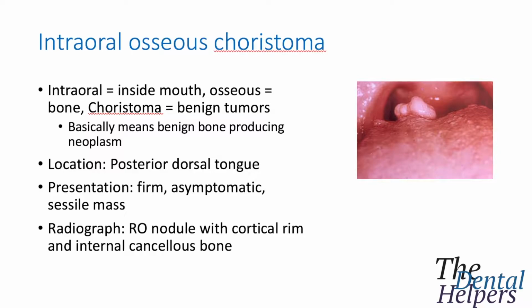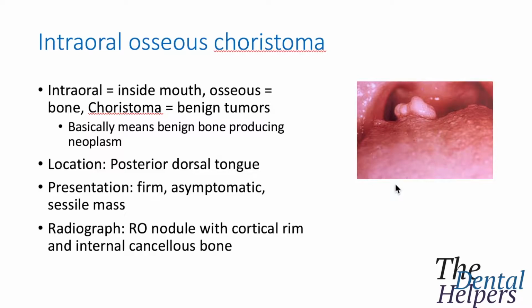Then we can have intraosseous choristoma, which is this guy back here. Intraoral means inside the mouth. Osseous means bone. And choristoma means benign tumor. So if you put that all together, what we mean is a benign bone producing neoplasm. And typically this is going to show up in the back of the tongue.